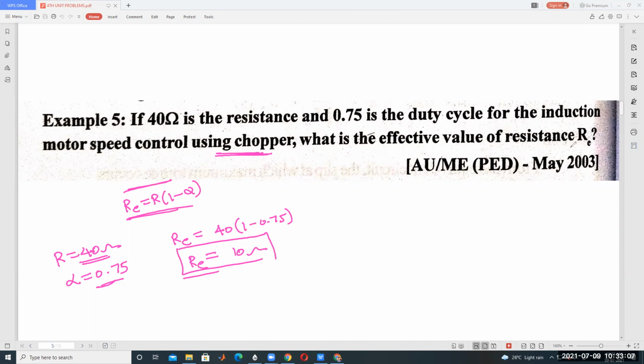Simple problem. This may be expected as a 2 marks question: if 40 ohm resistance and 0.75 duty cycle are given for induction motor speed control using chopper, find the effective resistance. Like this, we will get the question.